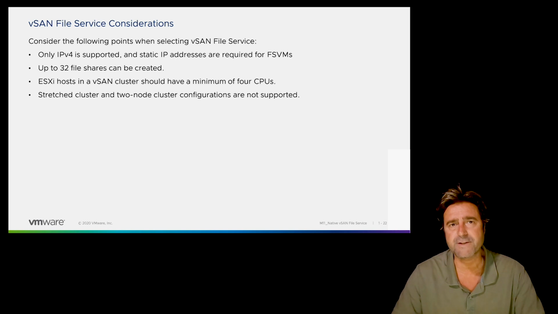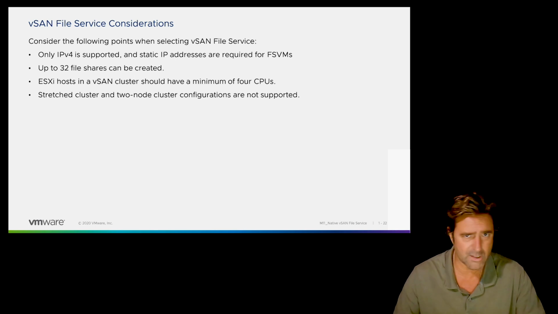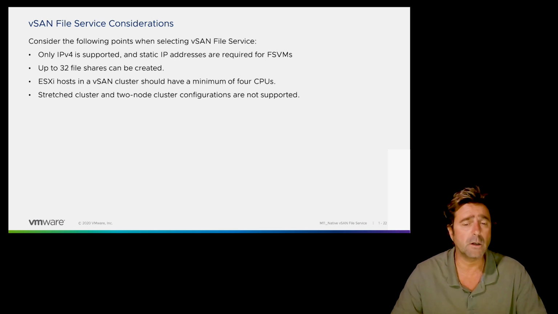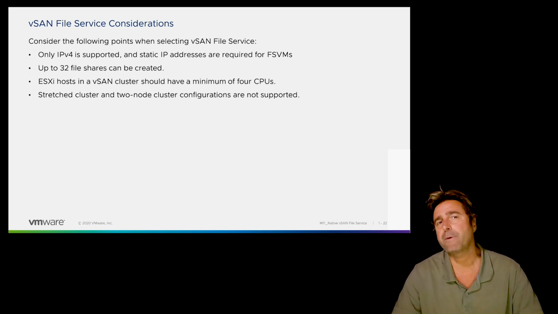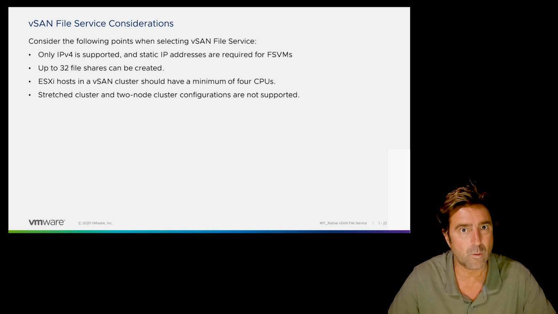Now, let's go through the bullets. Here it says vSAN file service considerations. Number one, only IPv4 is supported and static IPs are required for the appliances/containers. Notice you can have up to 32 file shares. Again, here in class, we're going to do one. And when you take a look, you can see it says each host in a vSAN cluster should have a minimum of 4 CPUs because your appliance in 7.0 Update 1 will have 4 virtual CPUs.